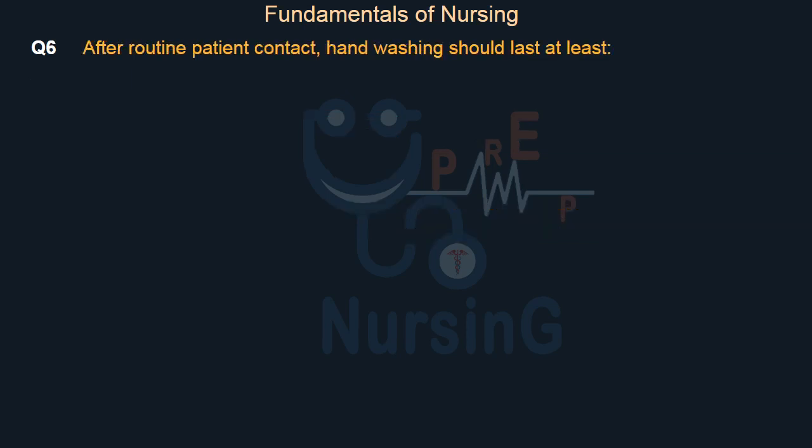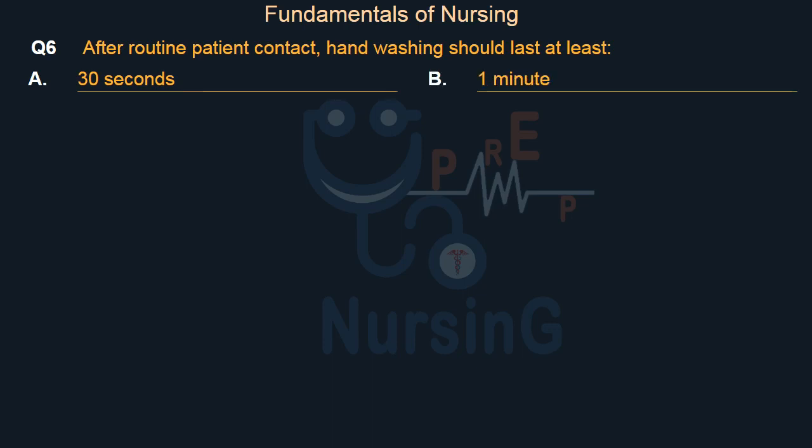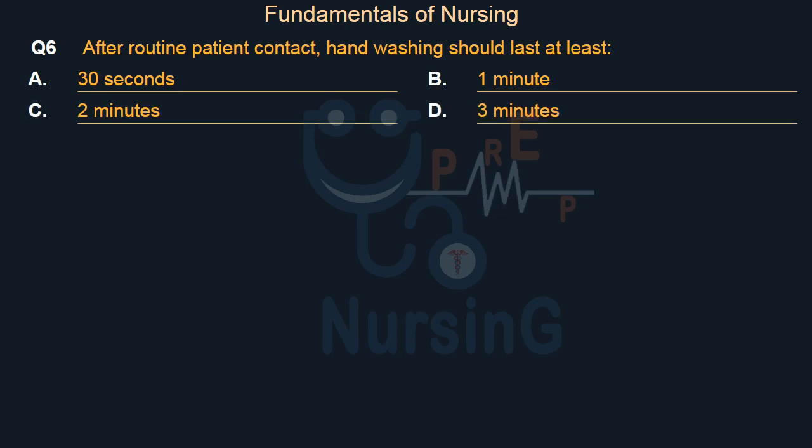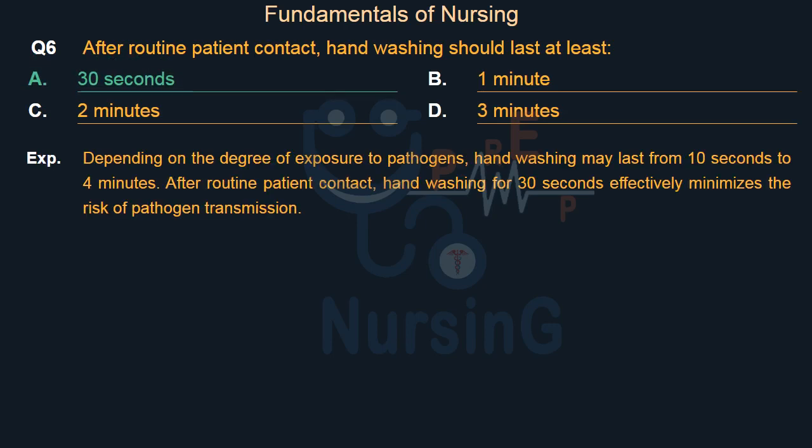After routine patient contact, hand washing should last at least Option A. 30 seconds. Option B. 1 minute. Option C. 2 minutes. Option D. 3 minutes. Right answer is Option A. 30 seconds. Depending on the degree of exposure to pathogens, hand washing may last from 10 seconds to 4 minutes. After routine patient contact, hand washing for 30 seconds effectively minimizes the risk of pathogen transmission.